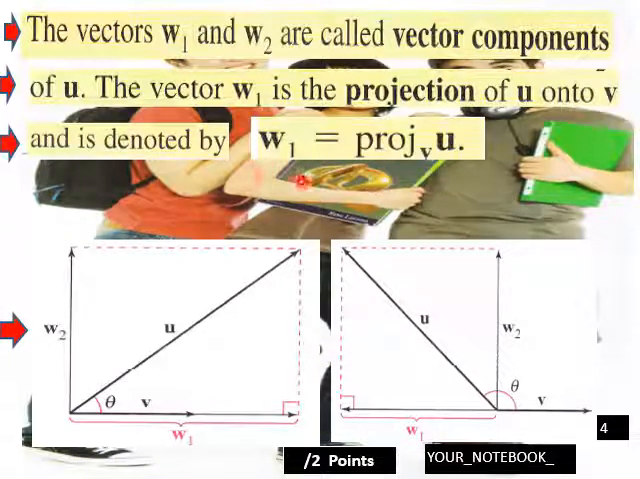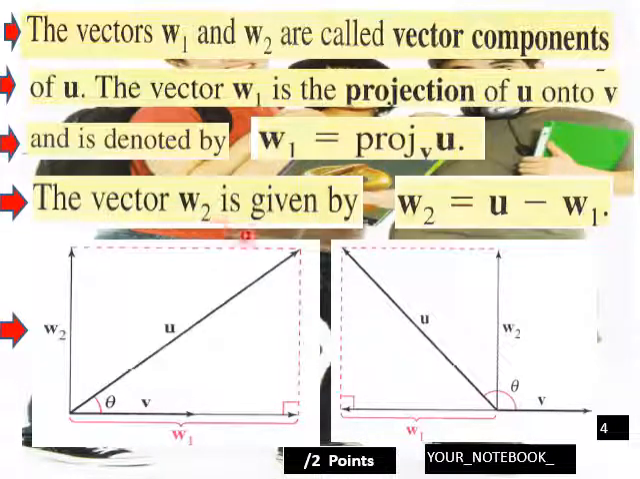And it's denoted by W1 equal to the projection of U onto V. So we're projecting V here onto U, is how that would be represented. W1 would be equal to the projection of V onto U. So this force U, as W1 is concerned, will be the projection of V onto U.